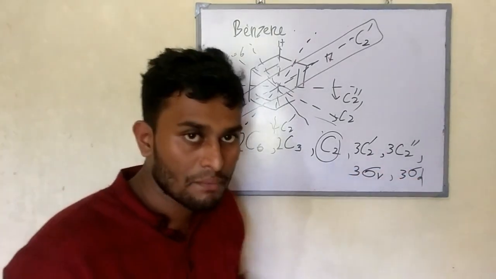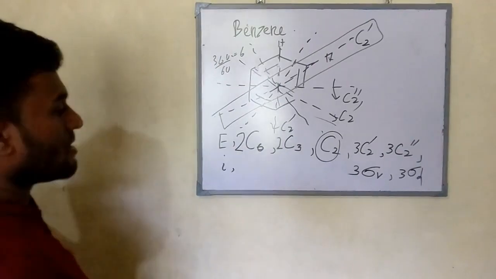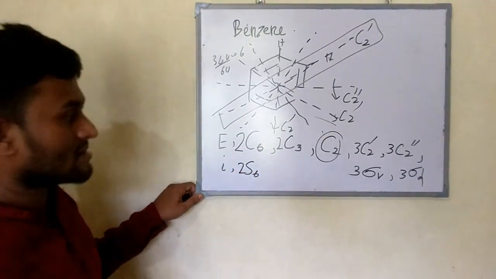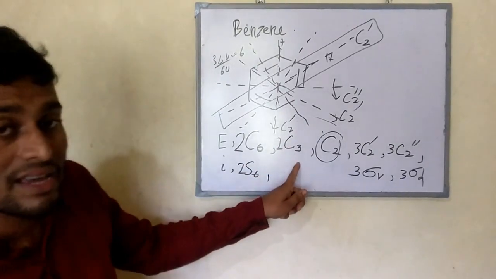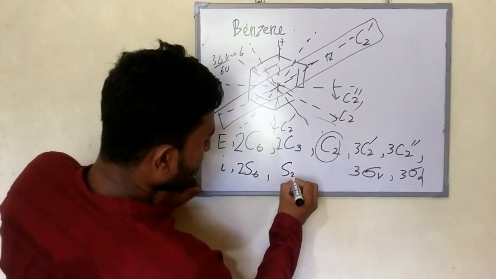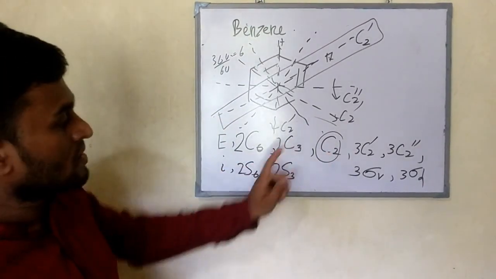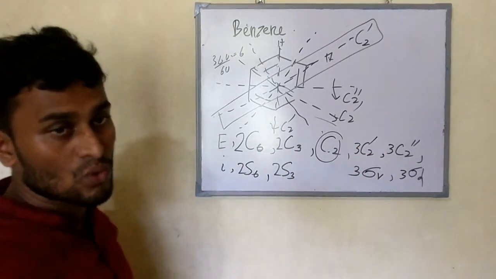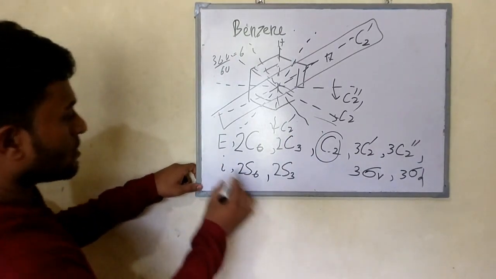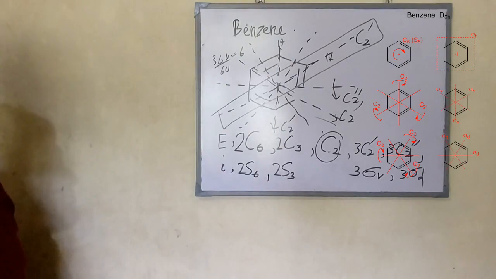Then the final one, improper axis. If you have C6, definitely you have S6. So 2S6. If you have C3, definitely you have S3. So that is 2S3. If you have C2, definitely you have S2. But you can't write S2 because you have written I. So these are your symmetry elements.